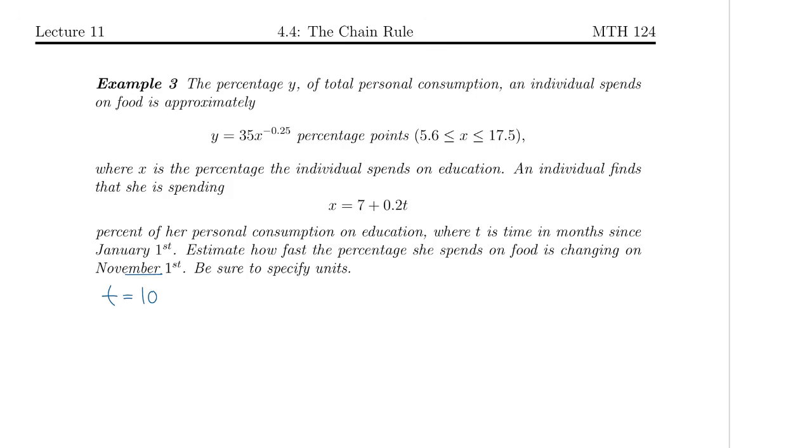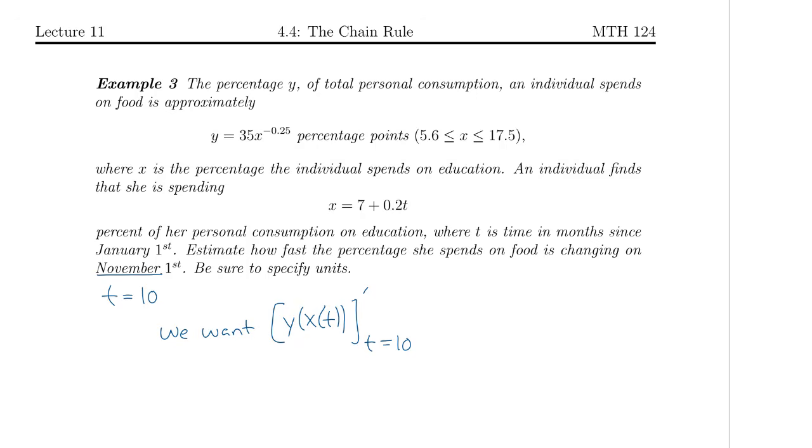So this is the time, November 1st, and we want to know how fast this function y is changing at that time. So the only way to think about y in terms of t is to compose x and y. So what we want is the derivative of y composed with x at t equals 10. This is a shorthand way to write an expression for the derivative of a function at a point. The prime notation means we want the derivative or the rate of change, and the subscript is telling us where we want to evaluate that.